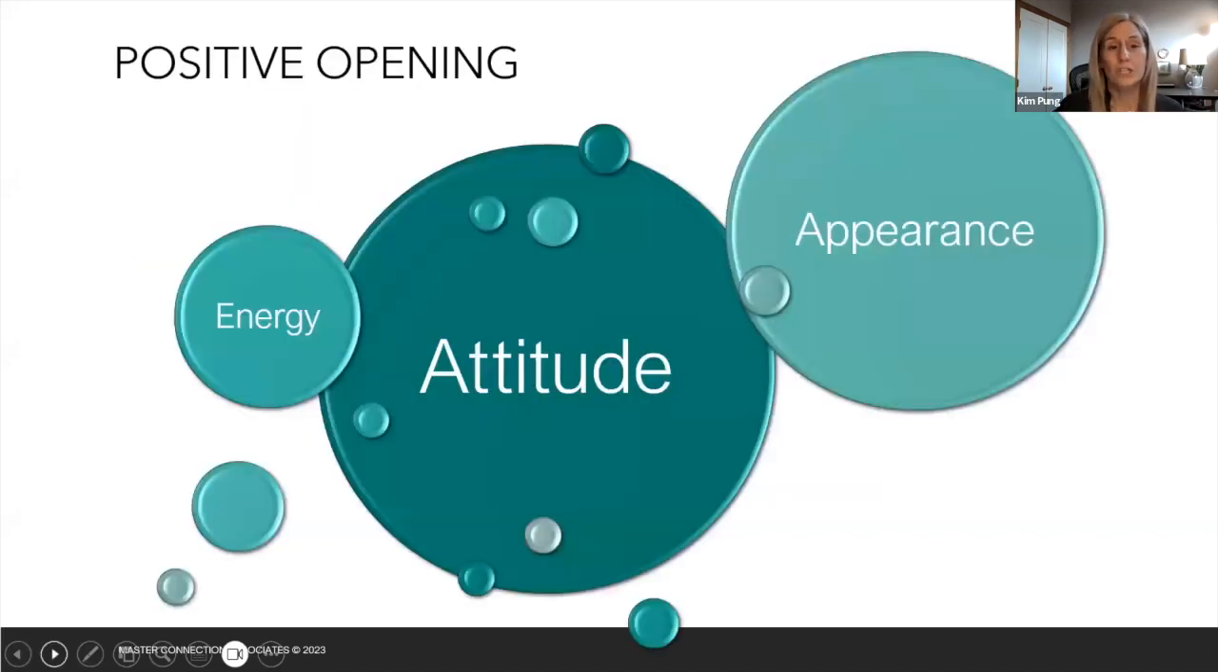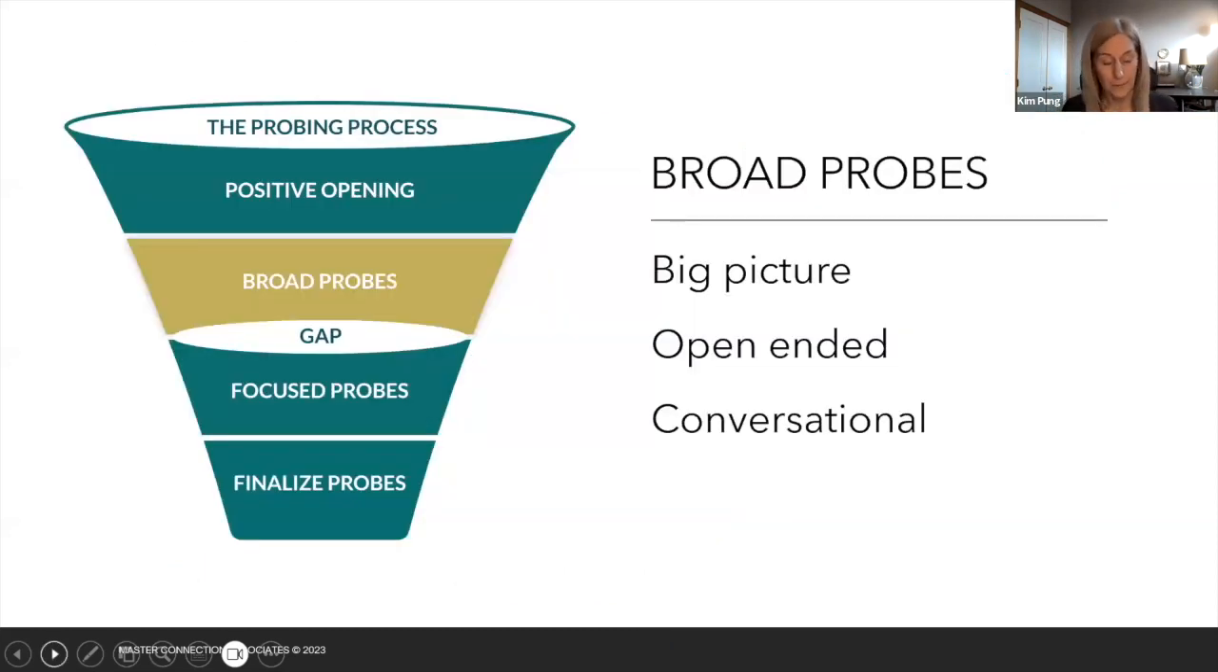So we want to show a lot of energy, a lot of positive attitude, enthusiasm, and that we look the part if we're on a Teams or a Zoom call, or we happen to be meeting in person for that initial sales appointment. All of that is creating a certain professional image of who we are, what we represent, and our genuine interest in them. So that's the positive opening. Pretty easy, that we start to create that positive experience for them.